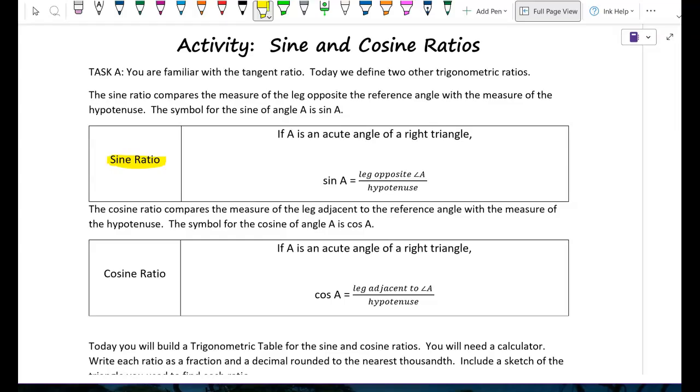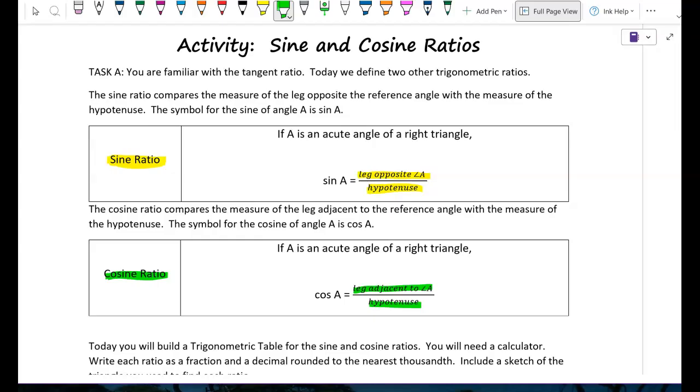So sine is the leg opposite divided by the hypotenuse. The cosine ratio, which is abbreviated COS, is the leg adjacent divided by the hypotenuse. Now remember that opposite and adjacent all depend on where my reference angle is.